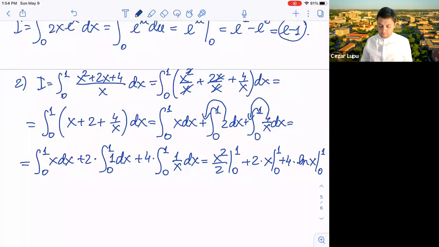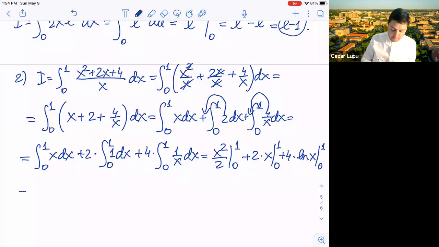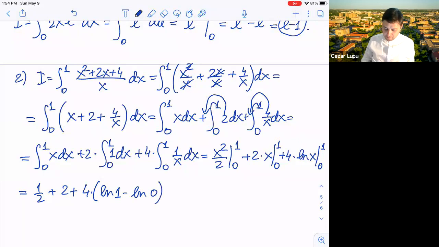All right, so let's see. This would give us, I think, you see, this integral has problems. I don't know how they did this. Anyway, I'll explain. So this would be 1/2 plus 2 plus 4 times, and pay attention here, this is ln of 1, which is 0, minus ln of 0, which, depending on how you look at it, will be infinity if x is greater than 0.